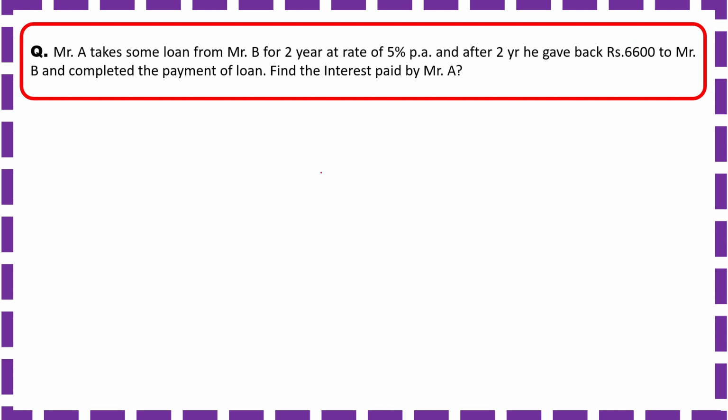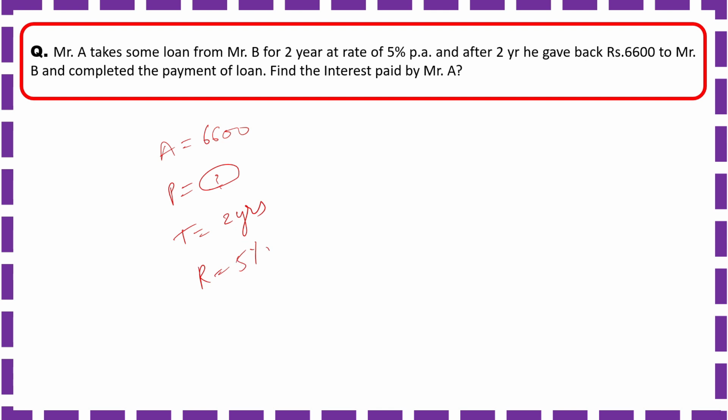What does this mean? After taking interest, he is returning 6,600. That means that is amount, right? That's not principal, that is amount. So we know amount to be 6,600. We do not know the principal, so how much he borrowed we do not know. We know time as 2 years, and rate of interest as 5%. So we are asked to find out the interest paid by Mr. A.